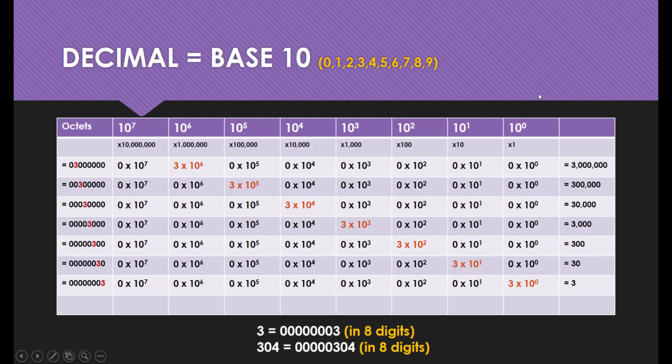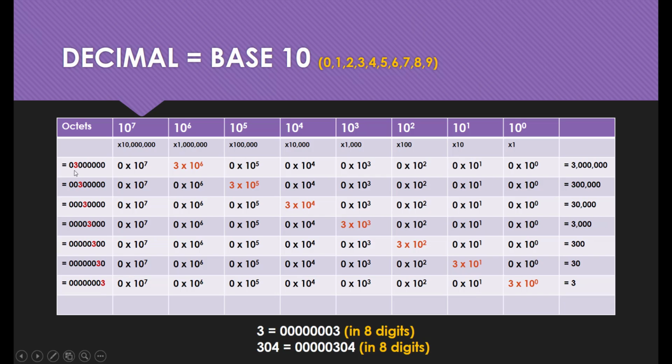So from this table we can see that we have the octets given, and these octets represent numbers, as you can see at the far right. Like if you see at the bottom of the table, you can see 3 is this way in 8 digits, and 304 is this in 8 digits. So 8 digits represent an octet. So this is an octet. We can see that this 3 million we have at the far right here is the same as this at the far left in octet representation.